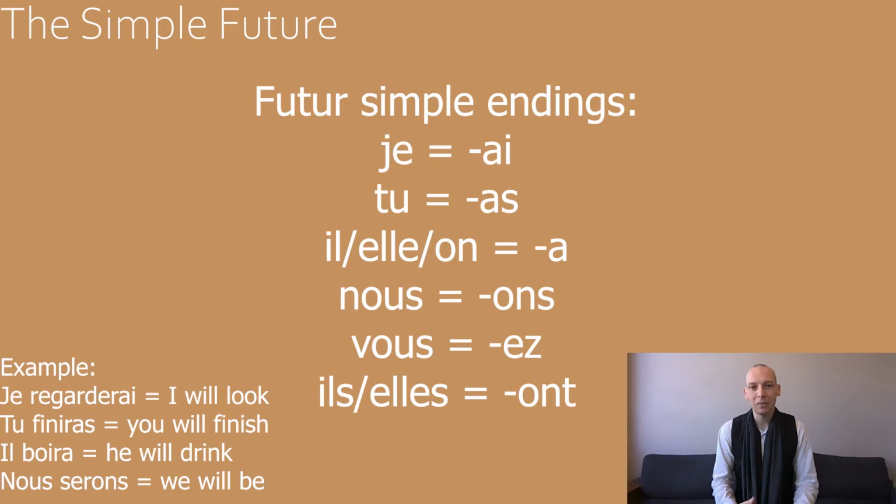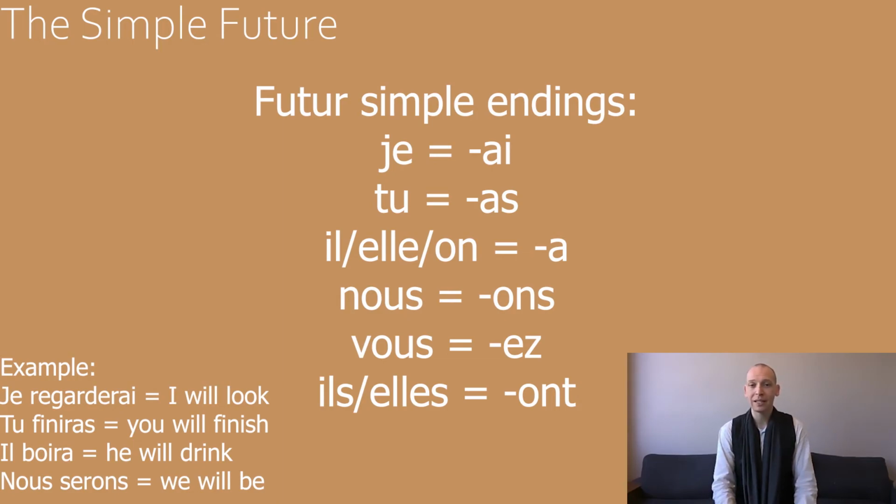To these stems, we add the corresponding ending for the subject pronoun we wish to use. These endings look similar to the present tense conjugation of avoir for all except the nous and the vous conjugations. The ending for je is ai. The ending for tu is as. The ending for il, elle, on is a. The ending for nous is ons. For vous is ez. And for ils or elles in the plural is ont. For example, je regarderai, I will watch.